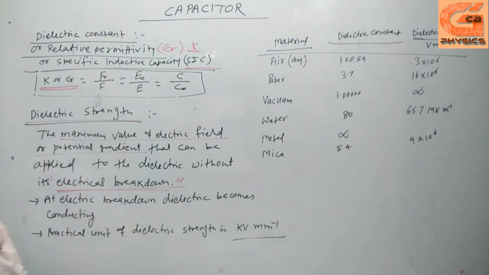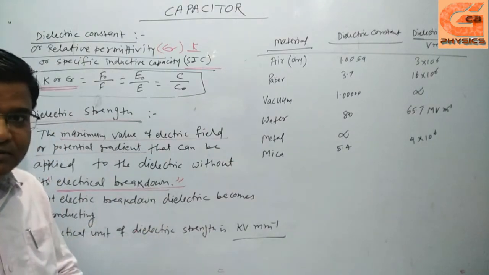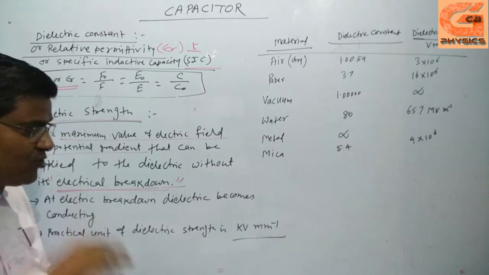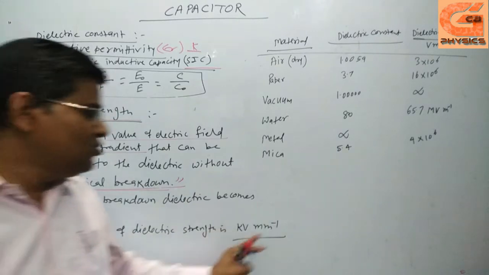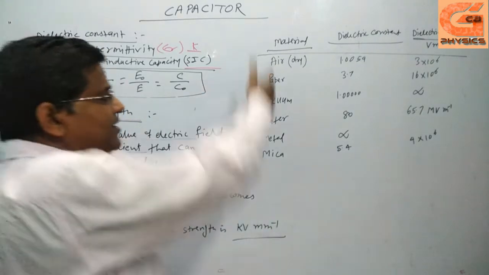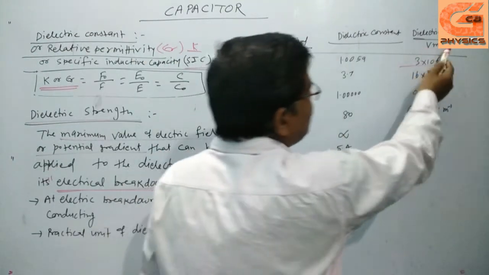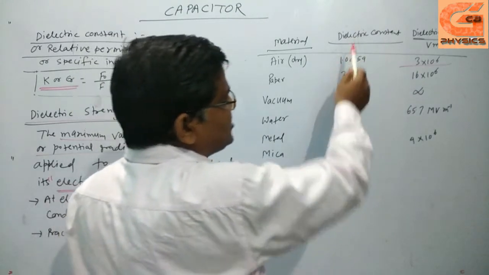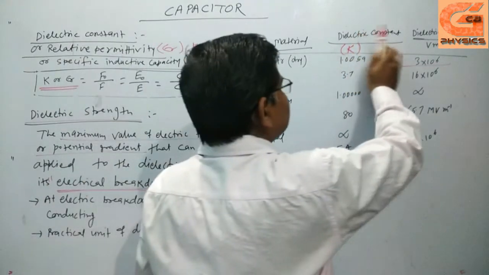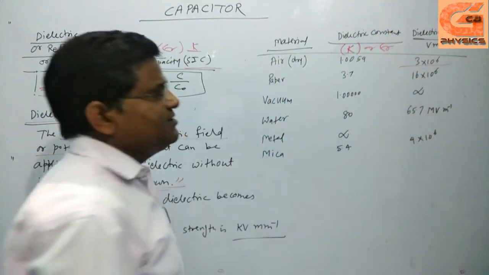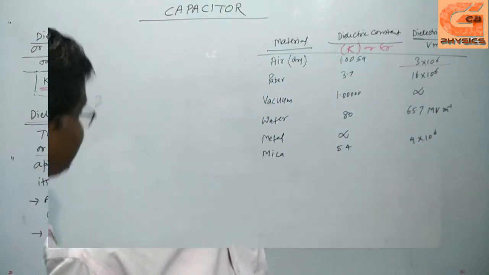This is the dielectric strength. Dielectric strength is the maximum value of electric field of that medium up to which charge can be held, otherwise it is conducting. The practical unit is kilovolt per millimeter. A few materials are written here. One is air. Air is 3×10⁶ volt per meter. Paper is next. This is the dielectric constant K or epsilon R, and this is the dielectric strength, which means the maximum value of electric field. Polarization of dielectric.